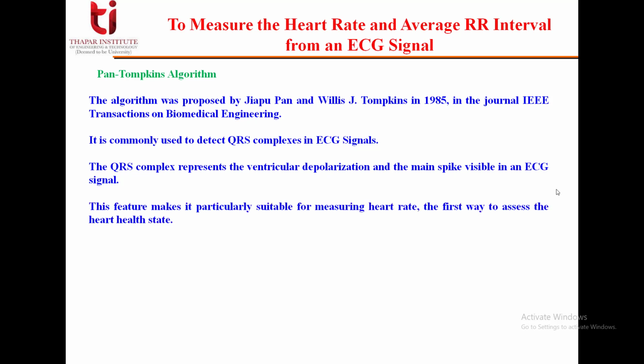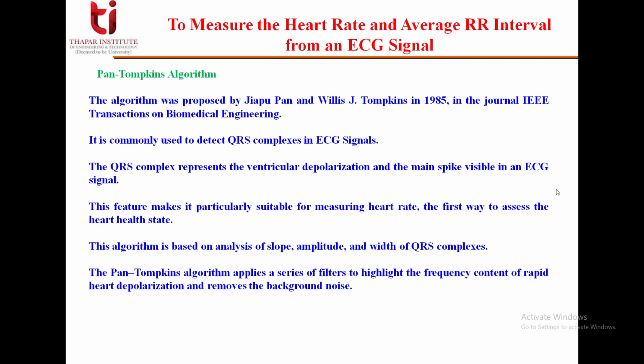This feature, that is a main or we can say large spike, makes it particularly suitable for measuring heart rate, and it is the first way to assess the heart health state. So this algorithm is based on the analysis of slope, amplitude and width of these QRS complexes.